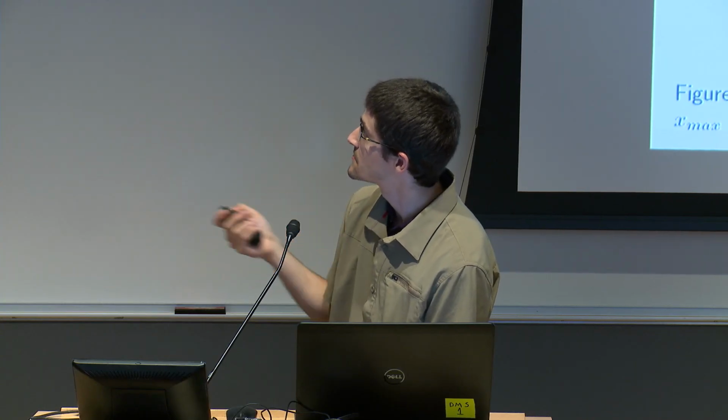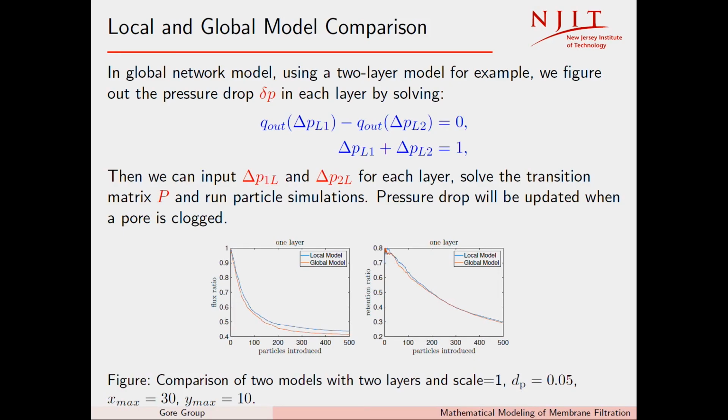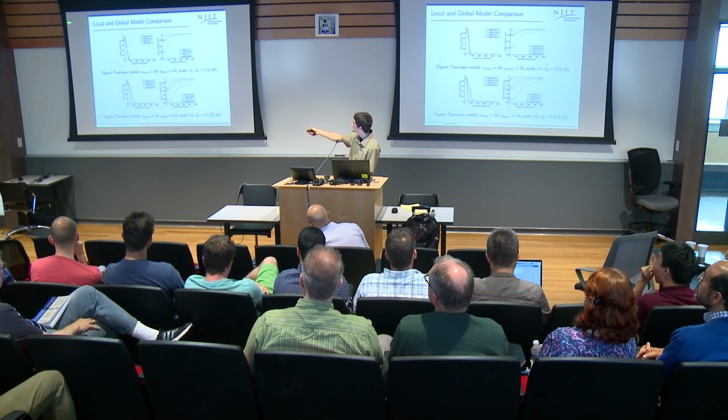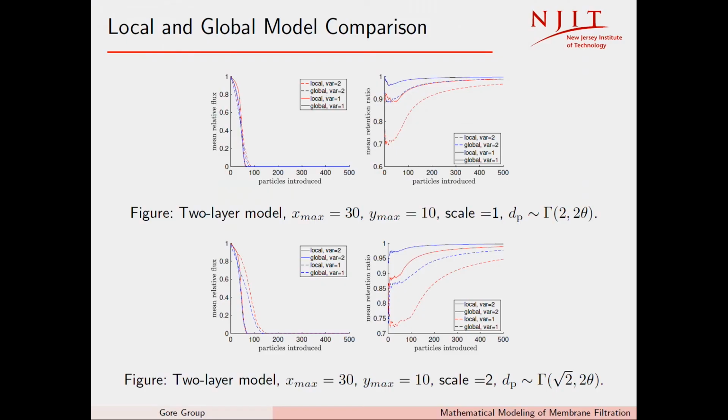So in comparing these two models, the global network is kind of nice because you can solve for that single node in between layers and then solve each layer independently. So that's what these equations are describing here. And then these two graphs show the flux and the retention for the local and global model when the diameter of the particles are fixed. And we see that there's a very close relationship that holds there. However, if we go to the variable particle diameter, we see that our flux here looks good, but there is variation in the retention. And we don't quite really understand what's going on in this graph right now.